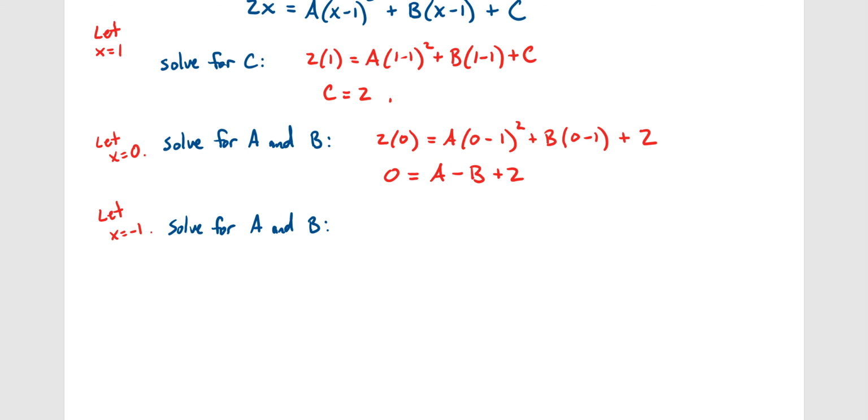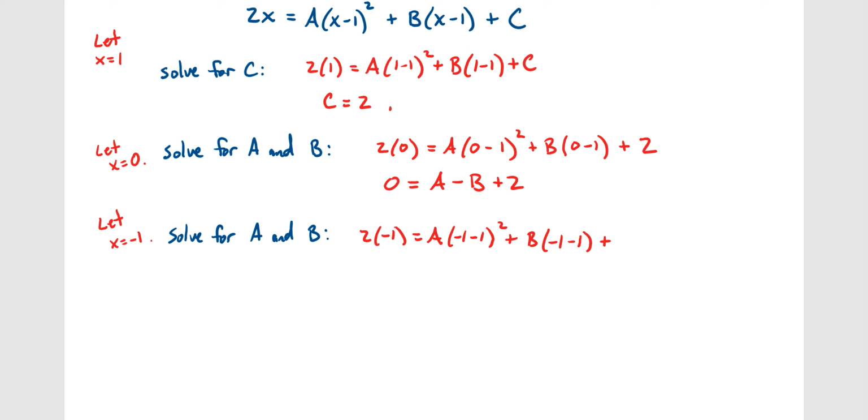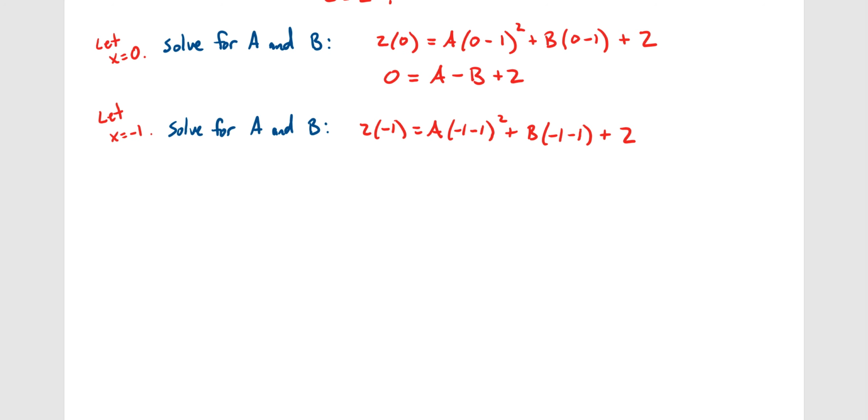So we plug in -1 into all the way up here again, and we end up getting 2 times -1 equals a times (-1 minus 1) squared plus b times (-1 minus 1) plus c. So once again, we plug in 2 for c, and we end up getting -2 equals a times -2 squared, which ends up giving us 4a. And then for b, we end up getting b times -2, so minus 2b, and then plus 2.